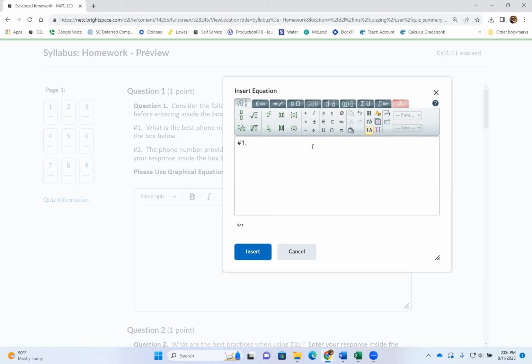So under graphical equation number 1, all right, what is your best contact phone number that I can get in touch with you? So this question has 2 parts.